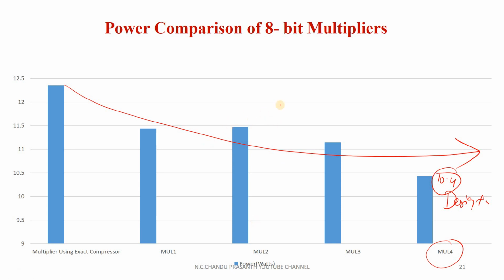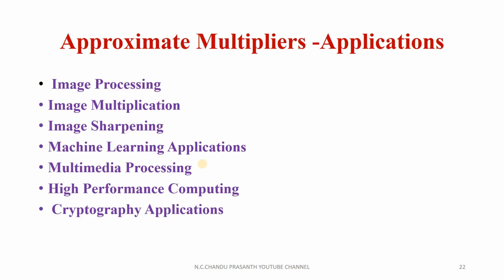We can also reduce the area and the delay when compared to a multiplier having only exact compressors. If you use approximate compressors, the power, area and delay are reduced. Okay, that is the main objective of our topic.